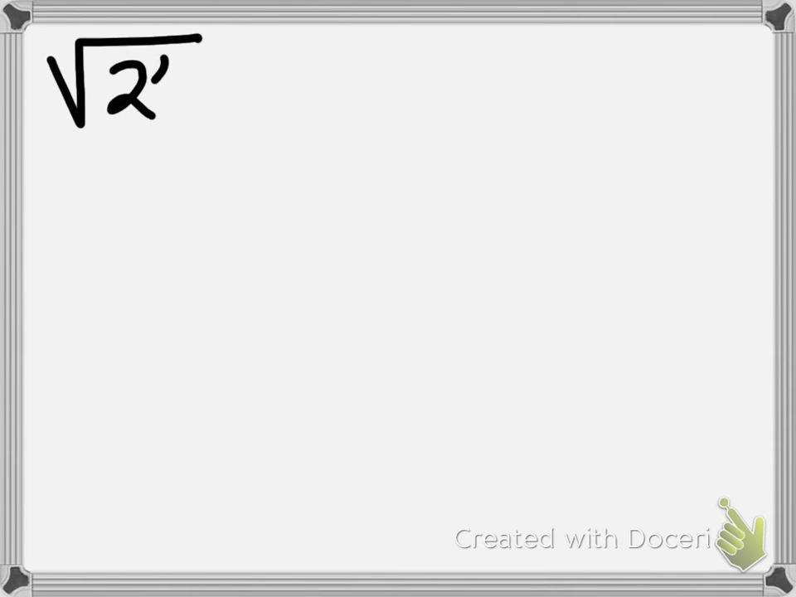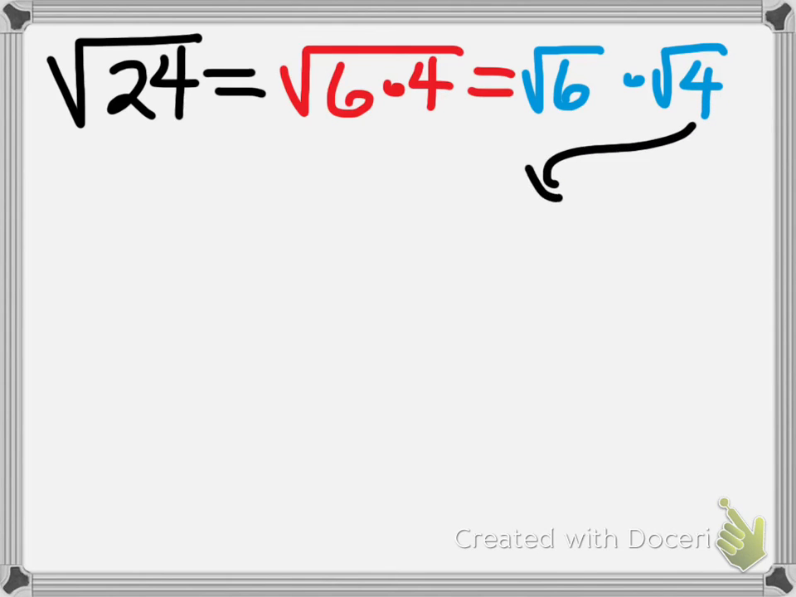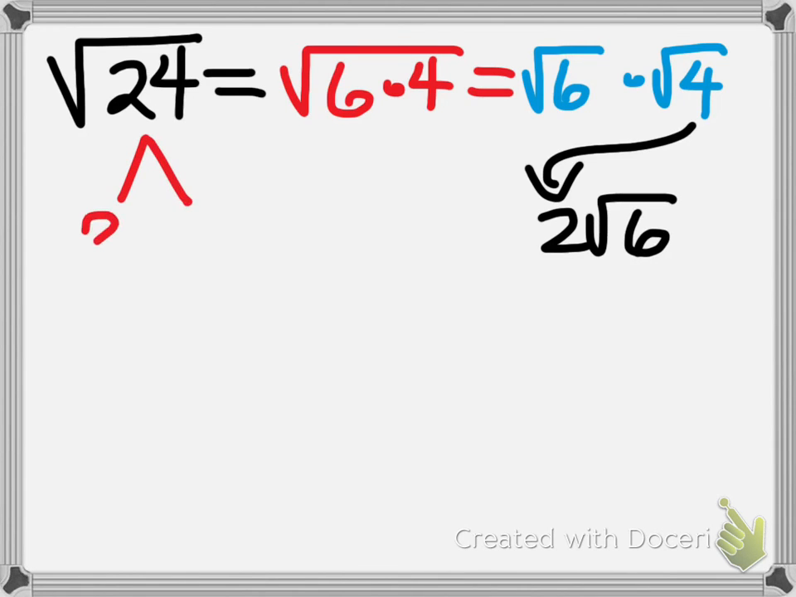My last example of using a factor tree will be the square root of 24. So the square root of 24, the perfect square is 4 times 6. 4 is a perfect square. So if I simplify that, I can say the square root of 6 times the square root of 4. 6 is not a perfect square, so I have to leave it inside the radical. The square root of 4 is 2, so it goes outside the radical. 6 is inside.